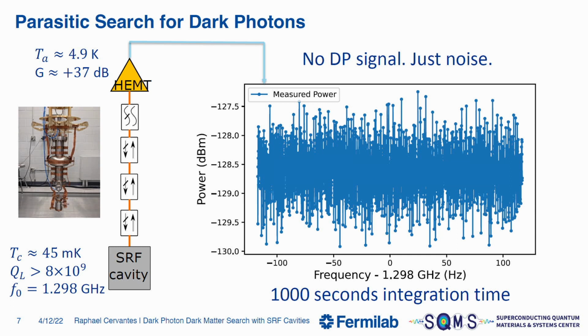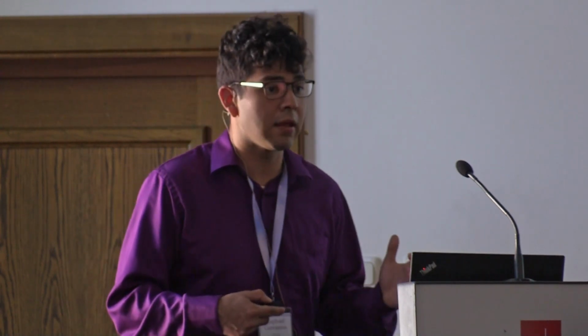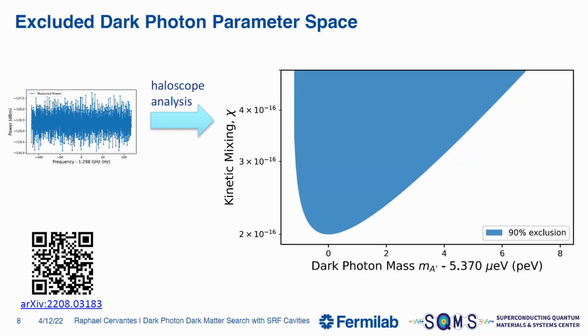That's what it looks like. We didn't find a dark photon, unfortunately. We just measured noise over 1,000 seconds of integration time. But even though we didn't find the dark photon, we were able to use the measured noise to put an exclusion on the kinetic mixing angle at 5.4 microelectronvolts, using pretty much the standard haloscope analysis. We place a 90% exclusion of 2 times 10 to the minus 16.